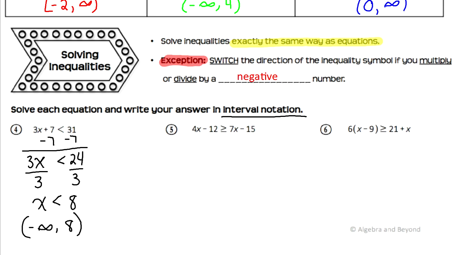The second one, we've got x's on both sides of the equation, and we've got constants on both sides of the equation. So I'm going to move this constant of 12 or -12 to the other side by adding it. So that's going to be 4x is greater than or equal to 7x minus 3.